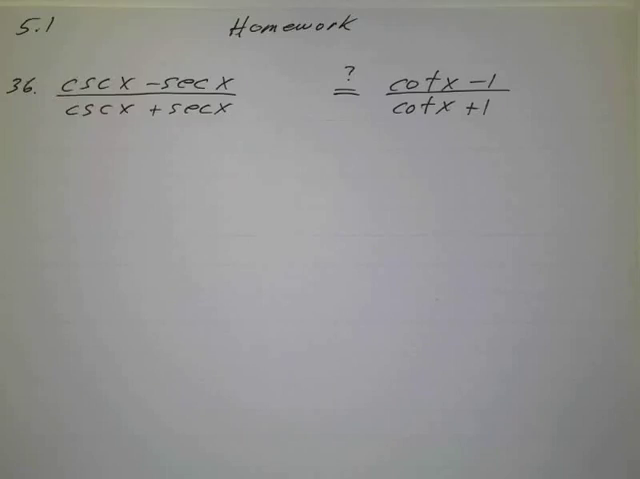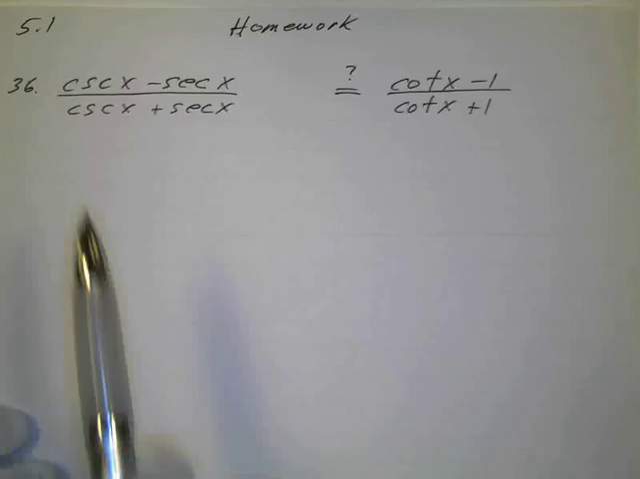Okay, here are some more problems from section 5.1, and this is number 36. On the left, we have cosecant x minus secant x all over cosecant x plus secant x, and we want to show that that equals cotangent of x minus 1 over cotangent of x plus 1. So again, look at the structure of what you've got, and this kind of helps guide you in what you need to do.